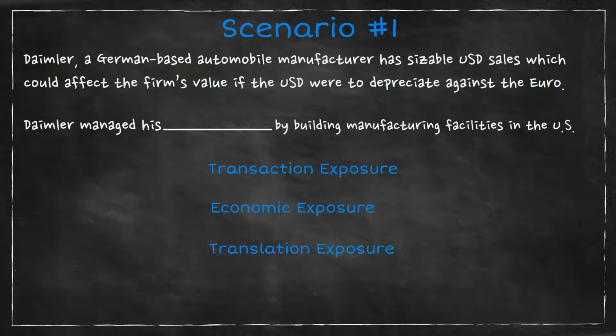Keep in mind that in this scenario, not all future cash flows associated with the manufacturing facilities are in contract yet. And we're talking about manufacturing facilities, not financial statements. Correct. Economic exposure. The manufacturing facilities will generate USD cash outflows to offset the USD cash inflows.